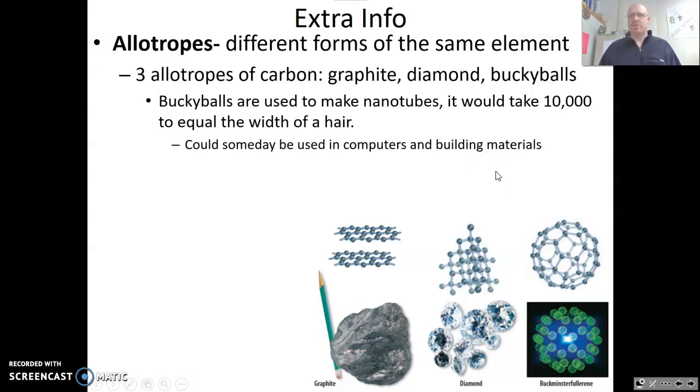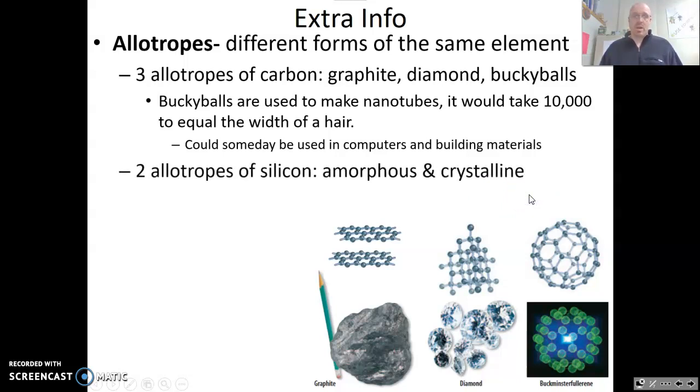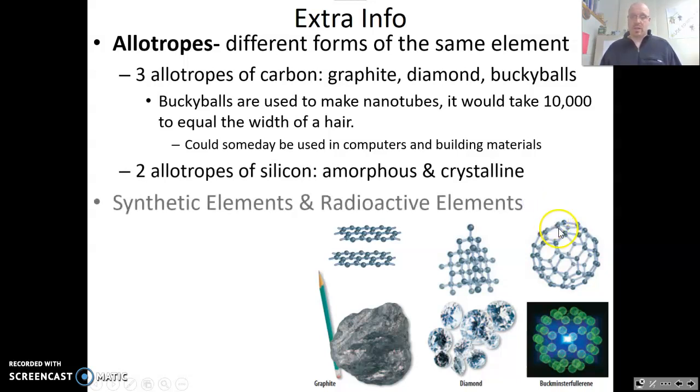They're basically using this nanotechnology in computers and also to strengthen building materials to make them very, very strong. There are two allotropes of silicon: amorphous and crystalline silicon. There's a silicone that's like the gel used in surgical implants. And then there's also the crystalline form of silicon, which is used in a lot of costume jewelry and things of that nature. Very cheap, easy to manufacture.